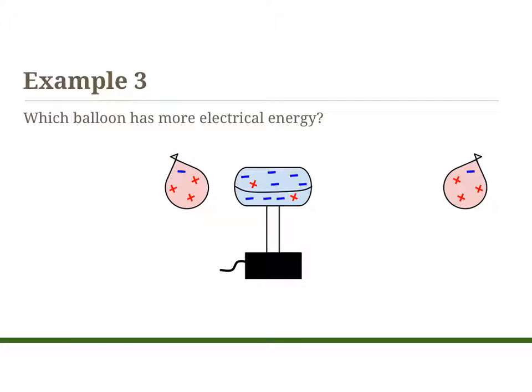And then we have another balloon situation where this one has a +2 charge, and this one has a +2 charge also, and this Van de Graaff generator is incredibly negative. And then the question says, which one of these balloons has more electrical energy? And so in this case, the answer is that one. That particular one has more electrical energy because farther opposite charges have more electrical energy.